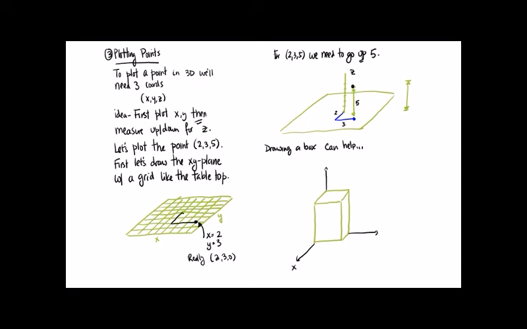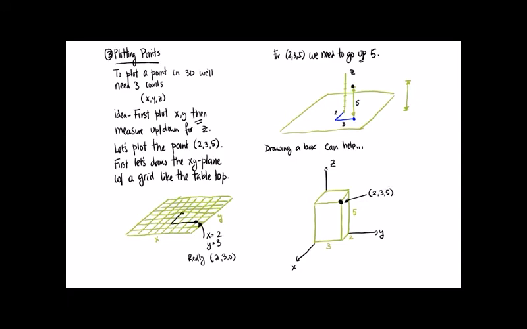This is the x-axis, this is the y-axis, this is the z-axis. This box now is 2 units forward, 3 units this way, and 5 units up. So what that does is that tells us where our point is. This point right here, that's our point of interest. This is 2, 3, 5.